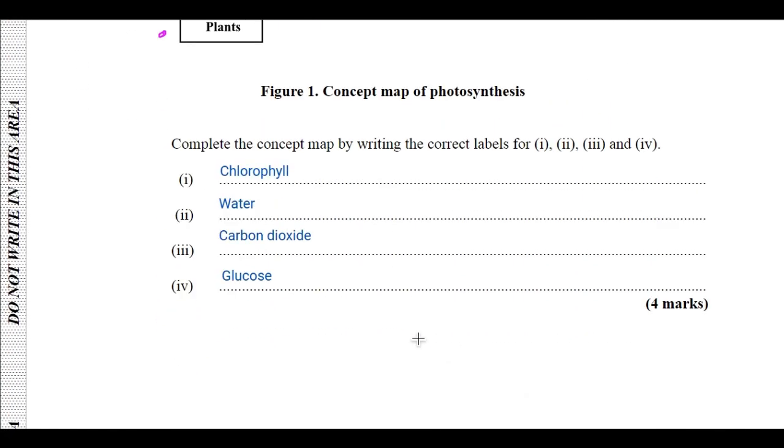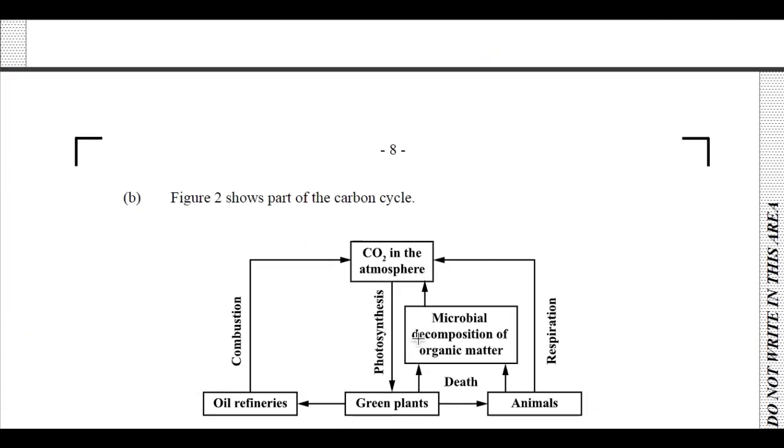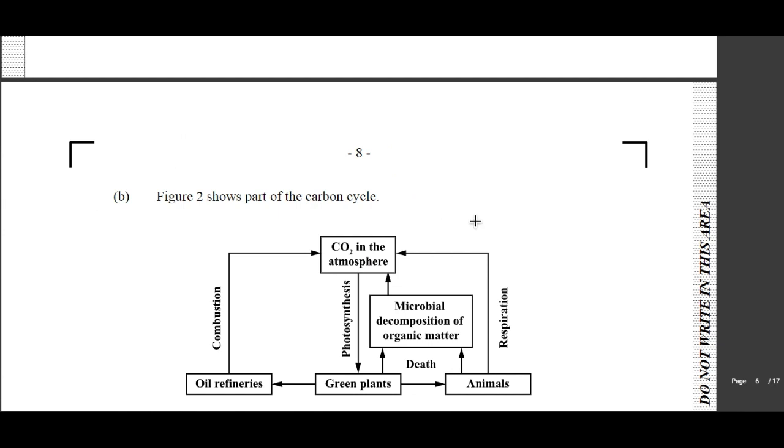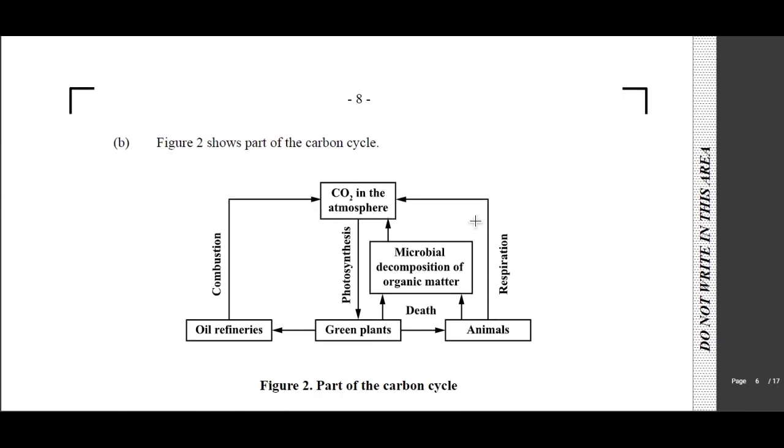Then we go to part B, and we have another diagram now. So let's take a look at the diagram. We are being told that it's showing us part of the carbon cycle. Yeah. And the figure 2, part of the carbon cycle. Yay. So again, let's analyze the diagram.